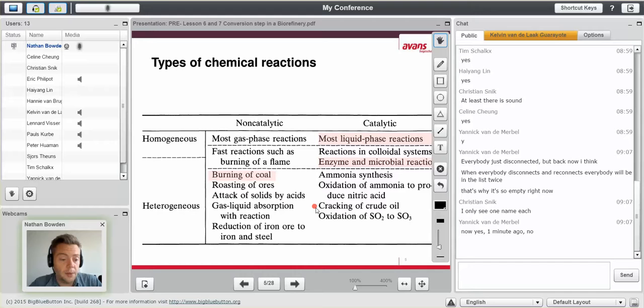Basically, all petroleum products are polymers of petroleum. The oxidation of SO2 to SO3 is also a heterogeneous catalytic reaction.